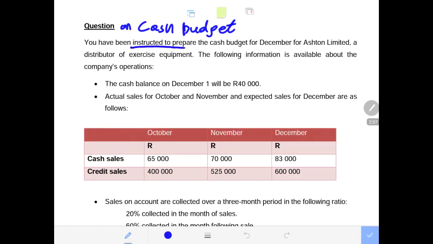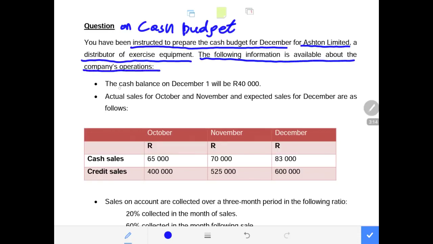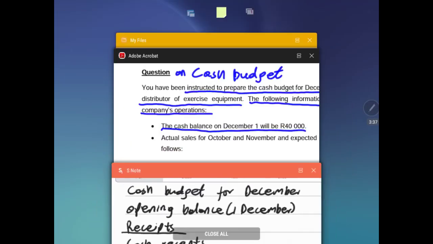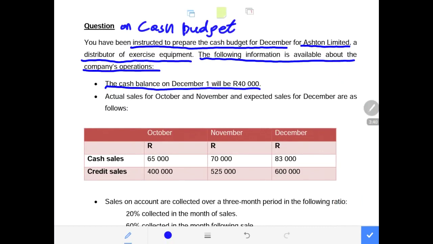You have been instructed to prepare the cash budget for December for Ashton Limited, a distributor of exercise equipment. The following information is available about the company's operation. The cash balance on December 1st is 40,000 rands. Here is the opening balance, and I prefer to record my opening balance as 40,000 rands because it is given to us as 40,000 rands. Remember, the assumption is that this opening balance is a favorable balance. If it was unfavorable, that would be clearly stipulated.